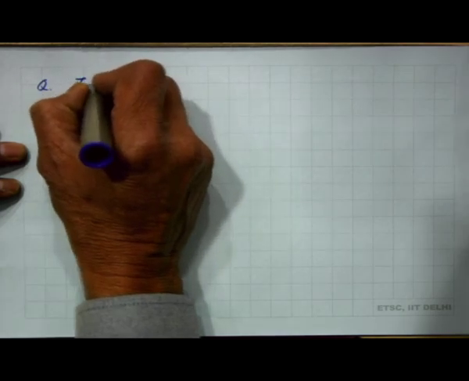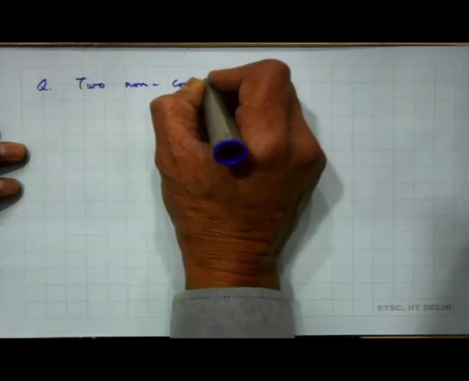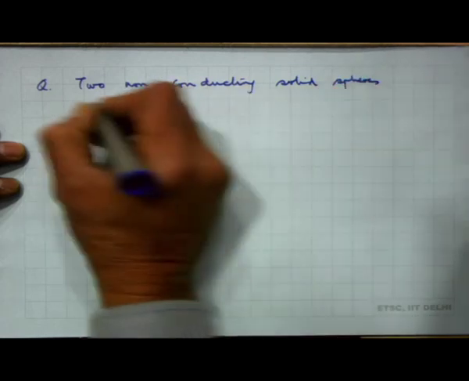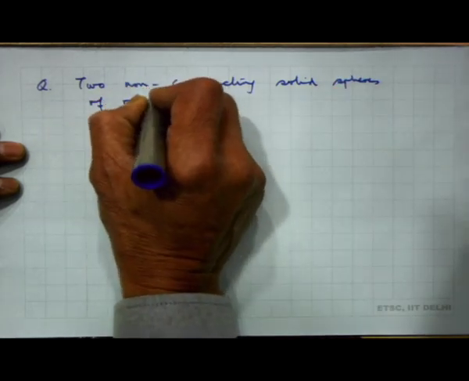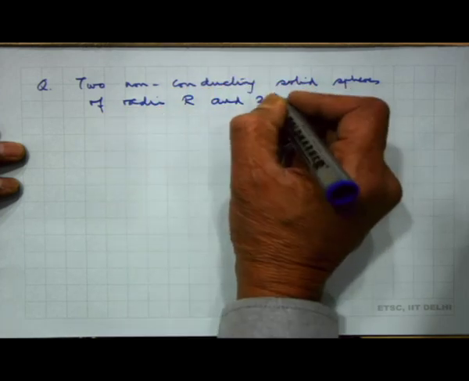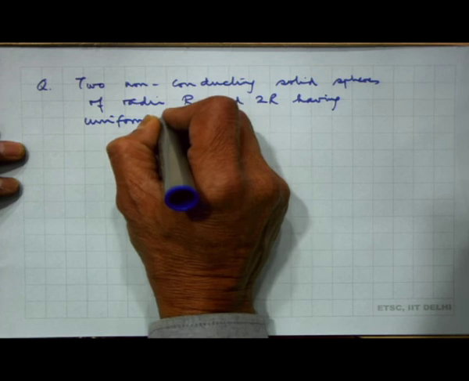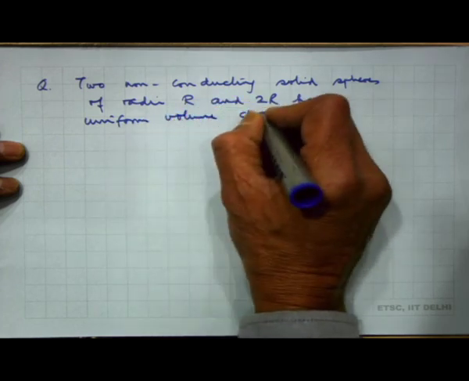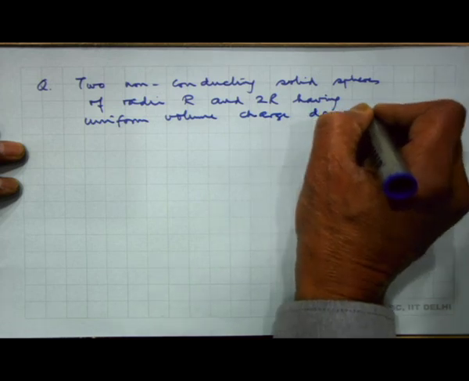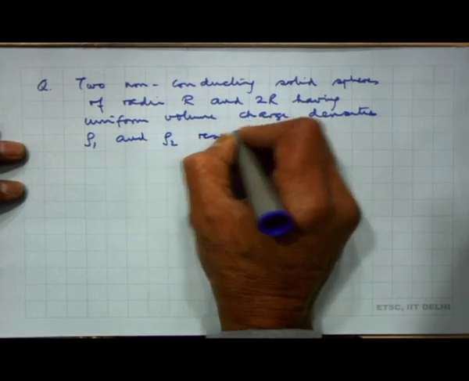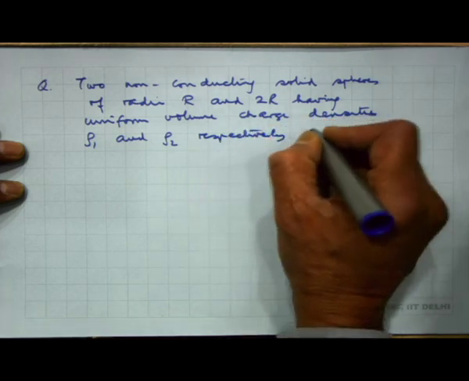Now, I want to look at the final problem here. Two non-conducting solid spheres of radii r and 2r having uniform volume charge densities rho 1 and rho 2 respectively touch each other.